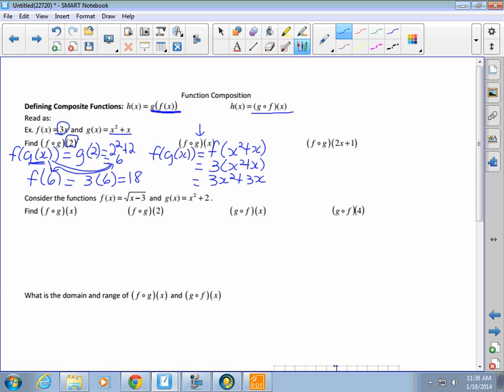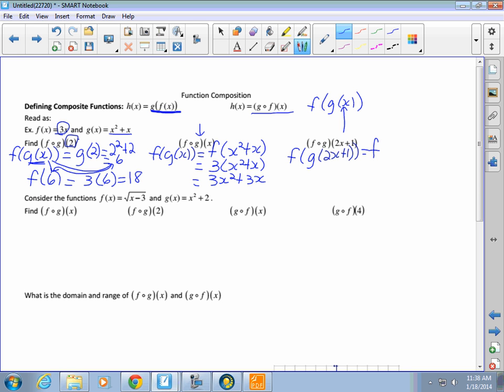Okay, next example. The function composition f dot g of 2x plus 1. So what we're finding here is still going to be f of g of x. So wherever there is an x, we're going to substitute in 2x plus 1. So the first place we have to start, because this is the inner bracket, is to substitute in 2x plus 1 into the g function first.